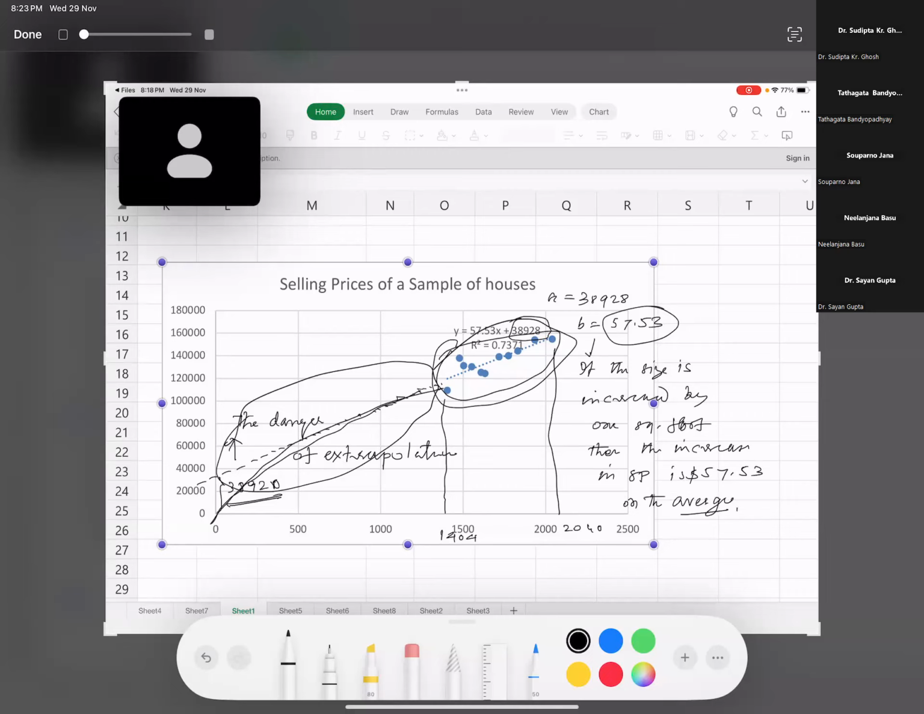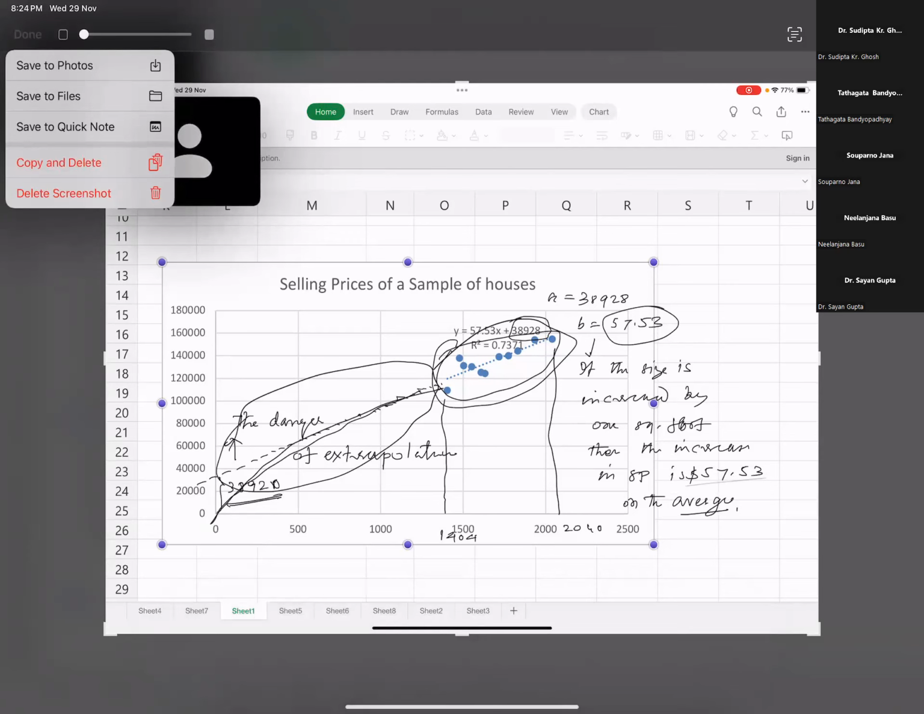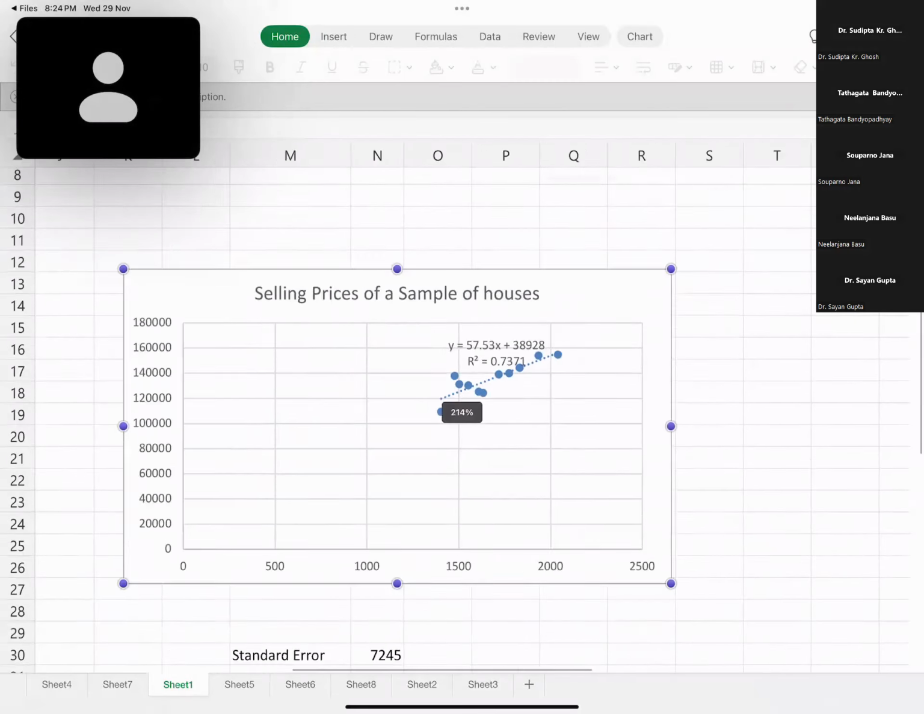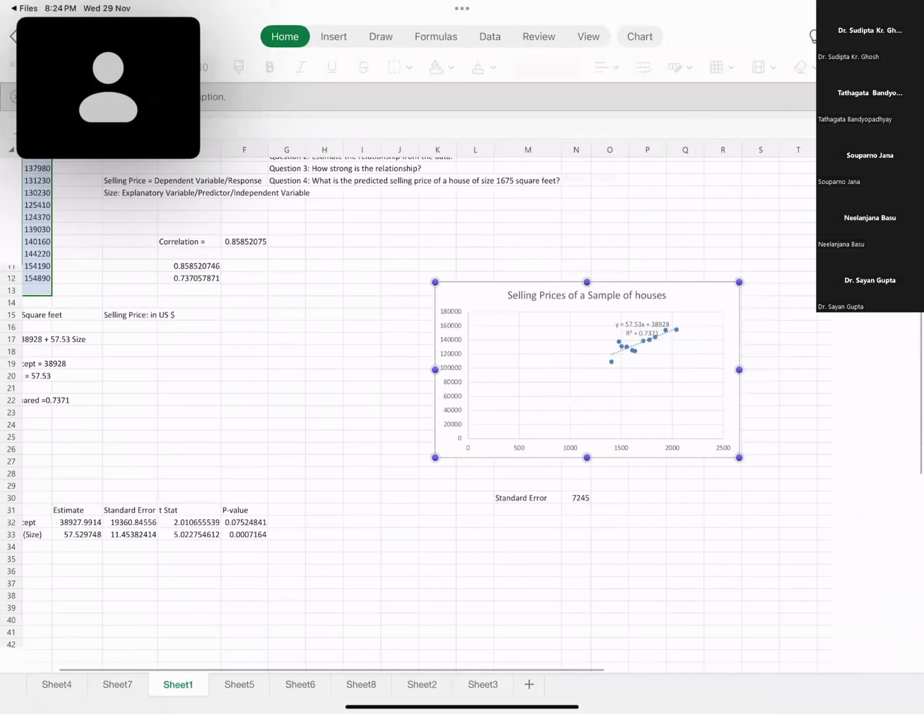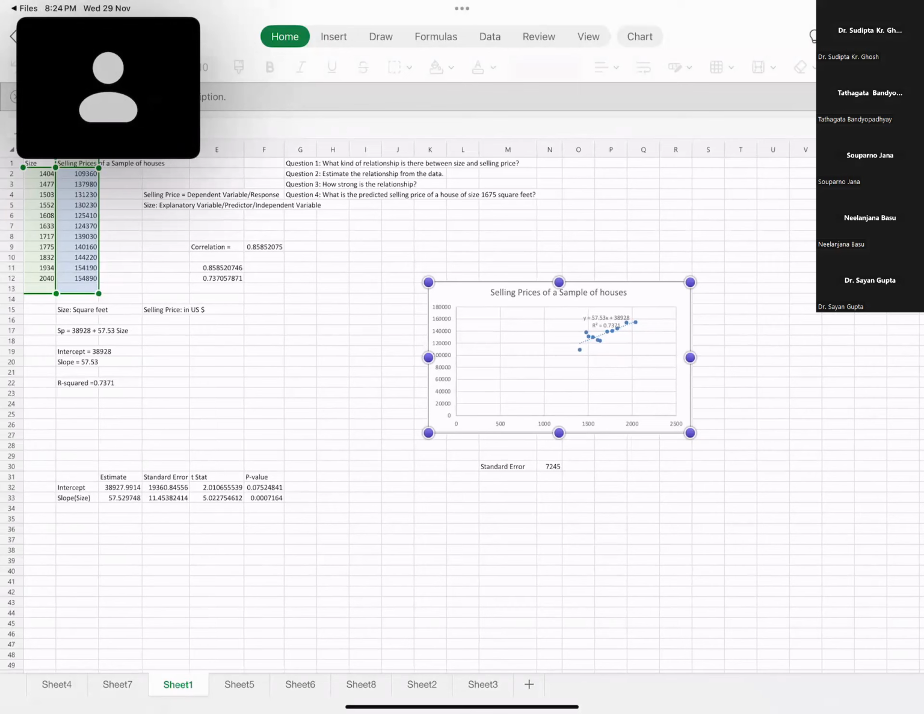Why am I saying this? Because for different apartments, the increase could be more than 57.53 for some. Some points would be above the line, some points would be below the line. So for some apartments, the increase could be above $57.53, and for some, it would be less than $57.53. So I am saying that if you increase the size by 1 square foot, on the average, the increase would be $57.53. This is the interpretation. Okay? Got it? Is it okay? Yes, sir.